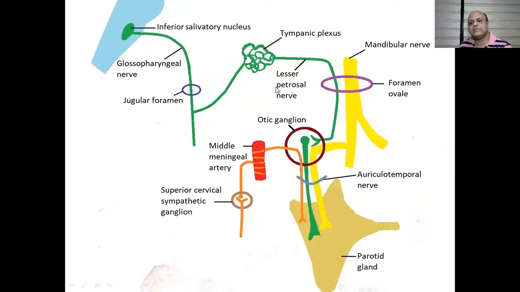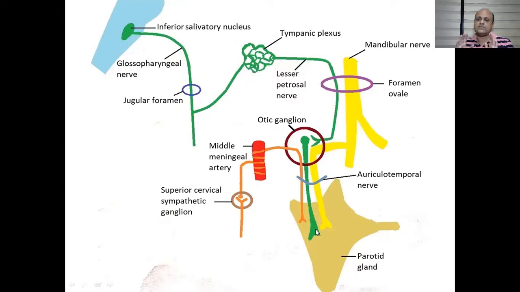Now, how do the fibers begin? The preganglionic fibers begin in the inferior salivatory nucleus of the ninth nerve. So the ninth nerve passes through jugular foramen, then gives the tympanic branch, and this tympanic branch forms the tympanic plexus, and the preganglionic fibers continue through the lesser petrosal nerve coming out of the tympanic plexus, and the lesser petrosal nerve passes through foramen ovale, and then it relays fibers into the Otic ganglion. The postganglionic fibers from the ganglion supply the secretomotor supply to the parotid gland.